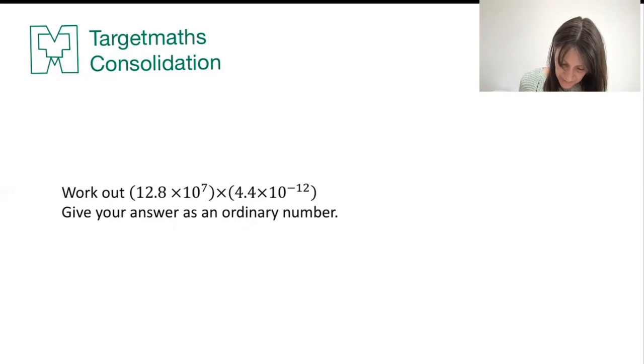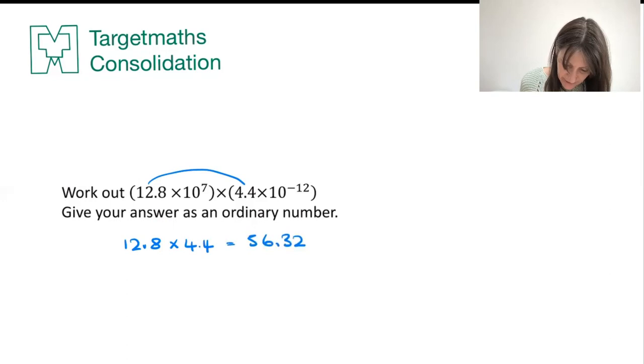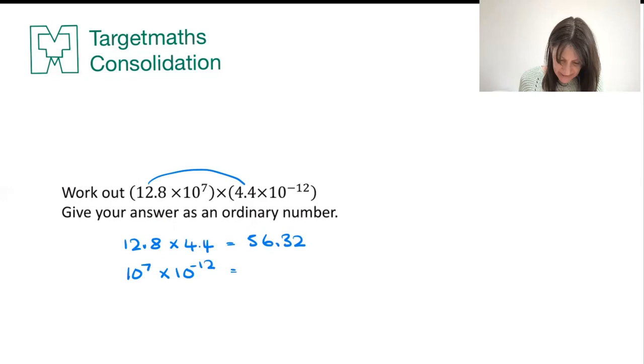Okay, so another standard form, doing the numbers first. 12.8 times 4.4 is 56.32. Then do your powers. We've got 10 to the 7 times 10 to the negative 12. So we add the powers, which ends up being a take. 7 take 12 is minus 5.